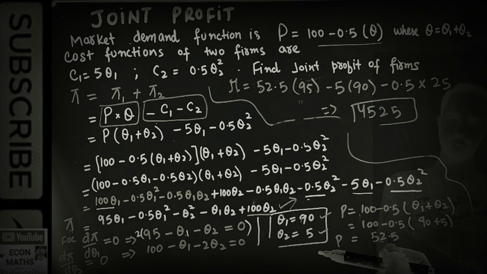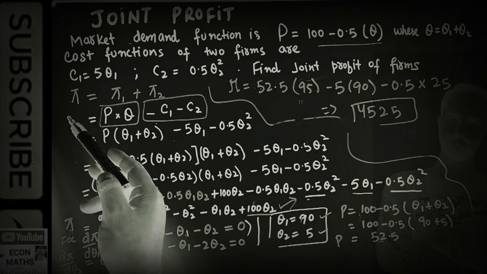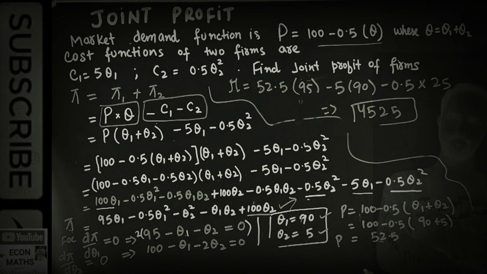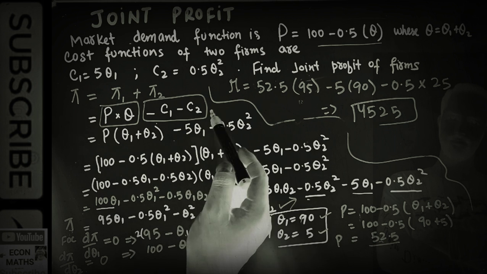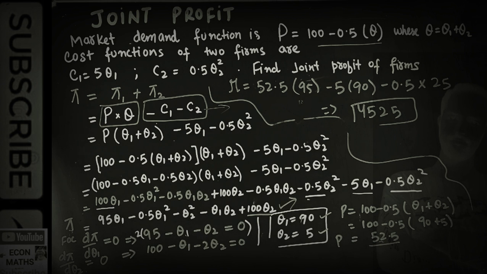Then simply plug these two values, q1 and q2, into this price function to get the value of the price. After getting q1, q2 and p, plug these values into the profit function to get the joint profit.